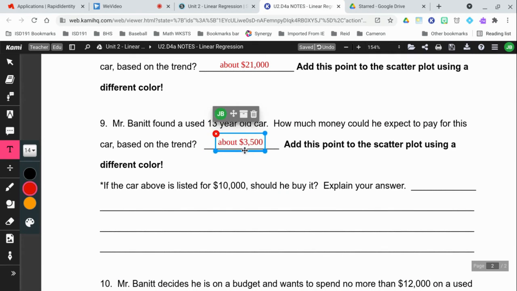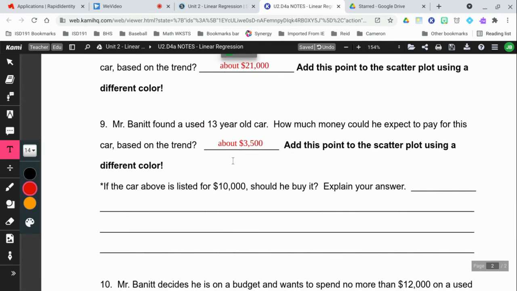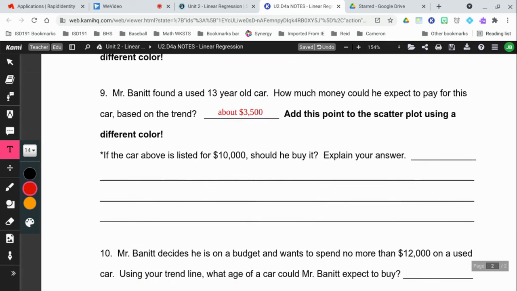About $3,500. It's just an estimate. It's not an exact answer, but it's based on the trend, based on just using my trend line. I'm just making a prediction based on what I see. It's part of what linear regression is all about.